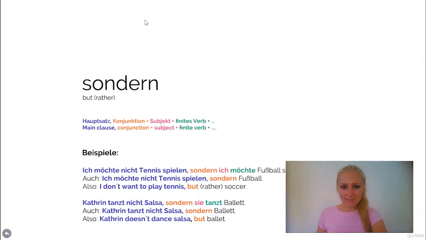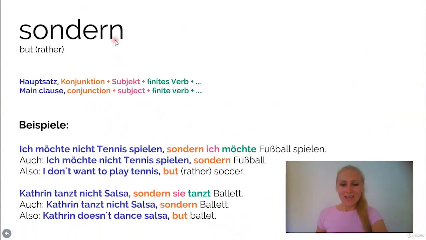So the next conjunction is sondern. Sondern means but rather. Okay, it's not just the but rather. This is if we want to correct the main clause in the subclause. So let's have a look. Here the sentence structure is exactly the same. It's always the same for all of those conjunctions that you will learn in this chapter. Let's have a look at an example.